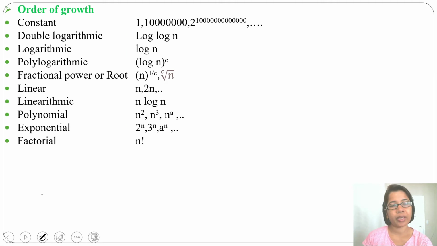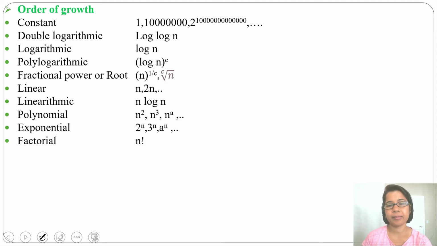Another way is that you can substitute some value in place of n and check which value is higher and which is lower. But that will take more time, and the number you are considering may be less than the threshold, which means it may not work. After the threshold it will work.